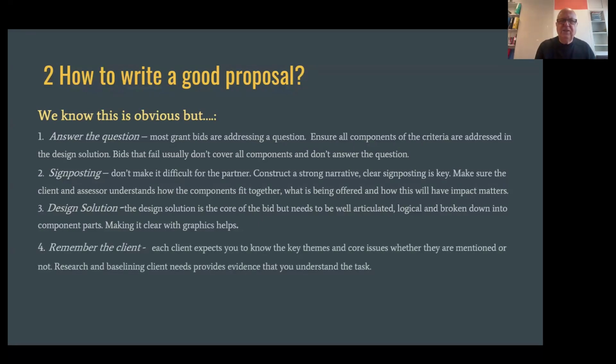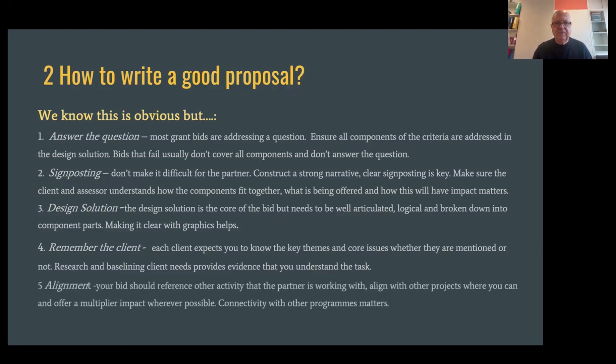And this goes back again to the client. Each client has a different expectation. So you can't do cut and paste approaches. They expect you to know them. They expect you to understand, if you're applying for a grant, if you're making a proposal to a foundation, that you've read about them, you know about them, you know their key interests, and you've got an approach that aligns with their interests. So don't forget, when you're answering the question, when you're signposting and doing the design solution, keep referring back to the client.